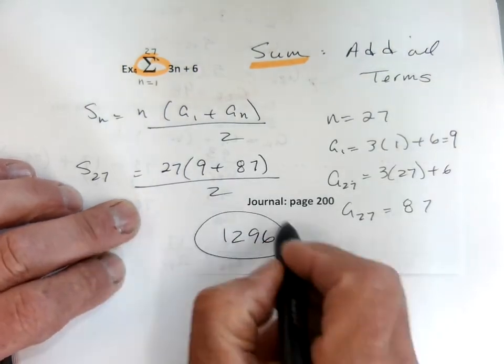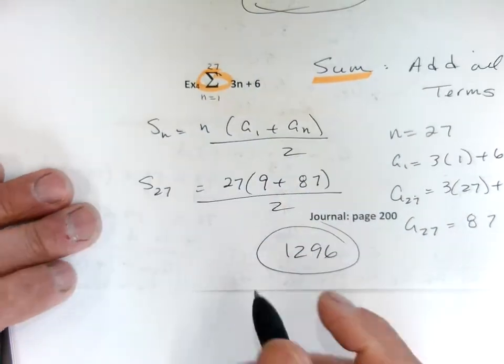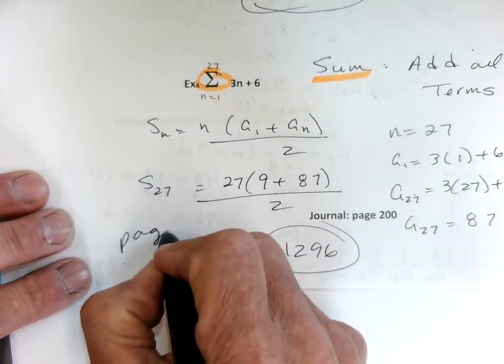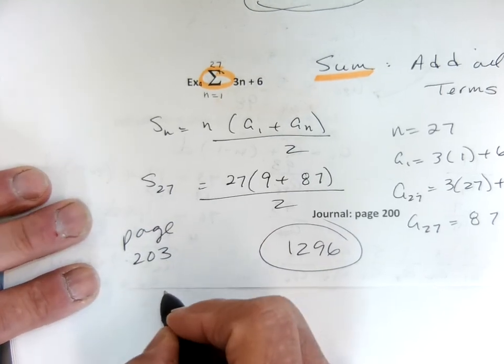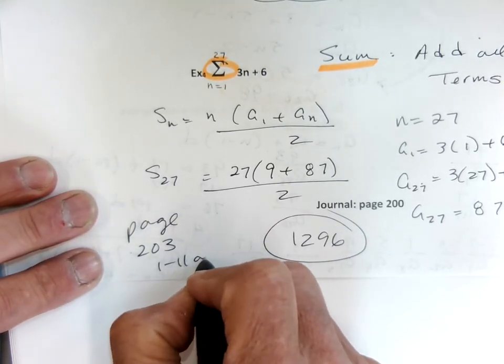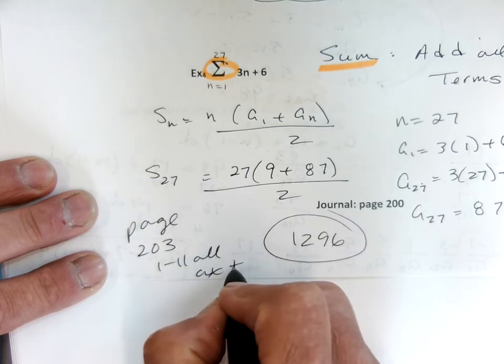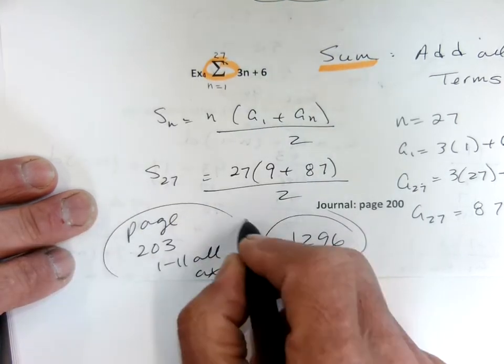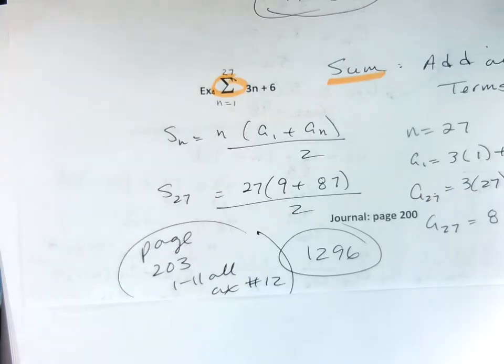Okay, that's all I have. Homework is up there, page 203, 1 through 11, all, and the extra is 12. And I'll help you with it as soon as I get done recording. Okay, awesome.